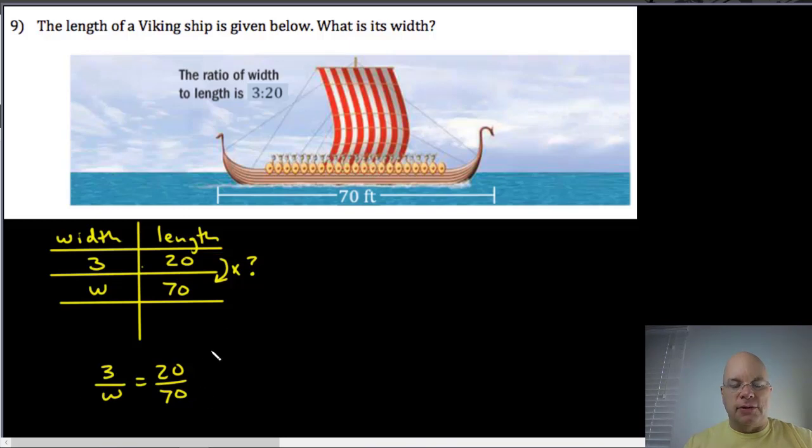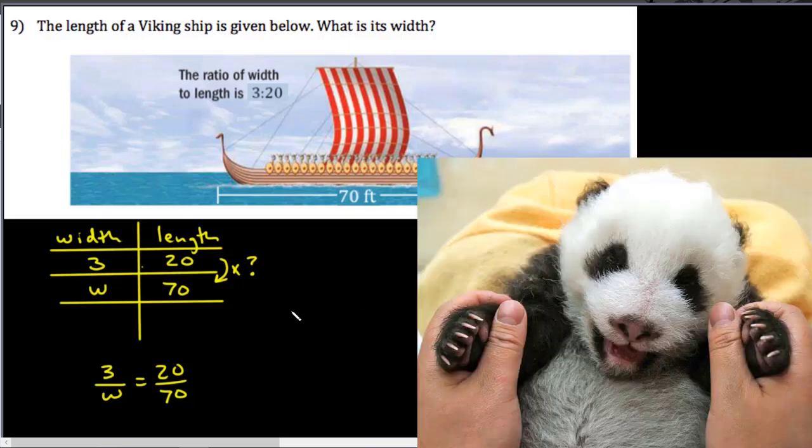And you can use that fact to set up an algebraic equation using cross products, which is what I think you should do during the pause: try to solve for W and come back and see how you did. Paused.